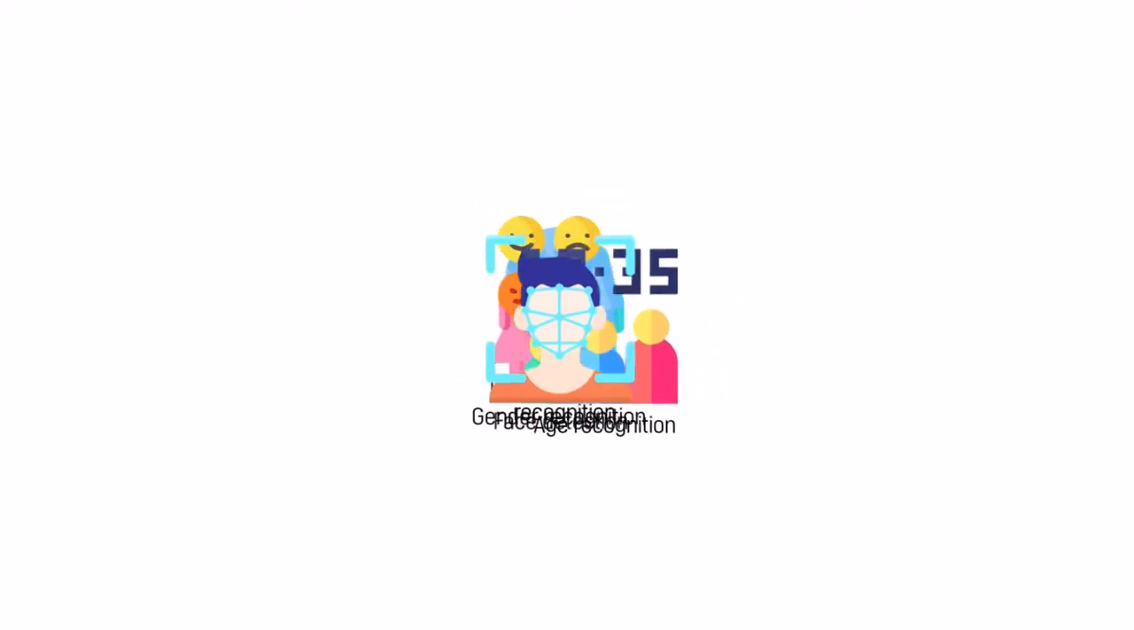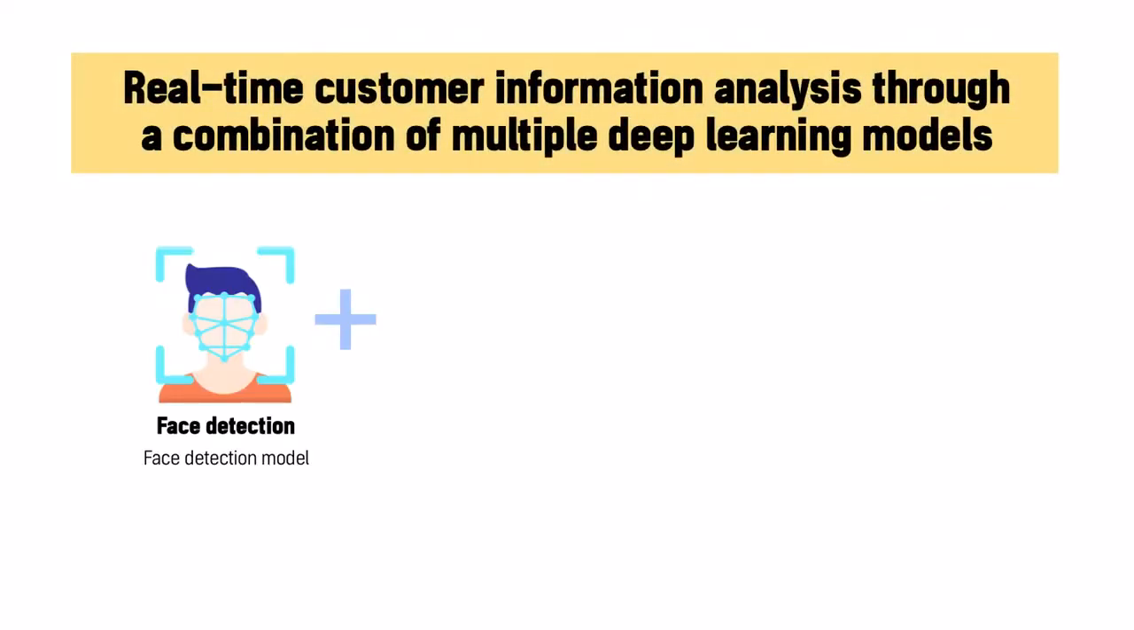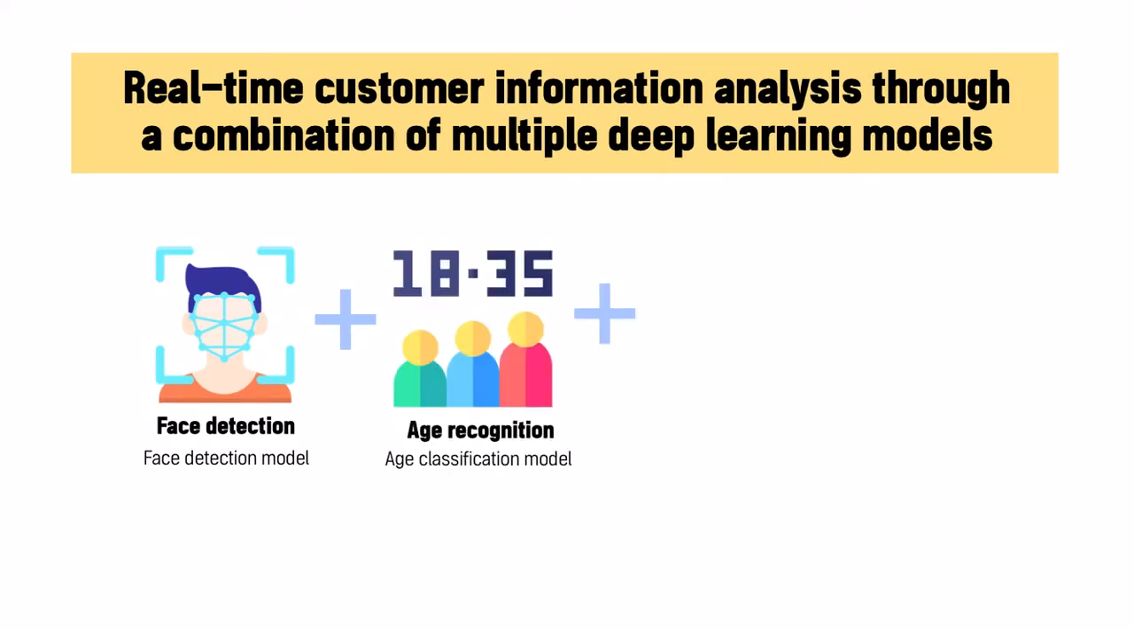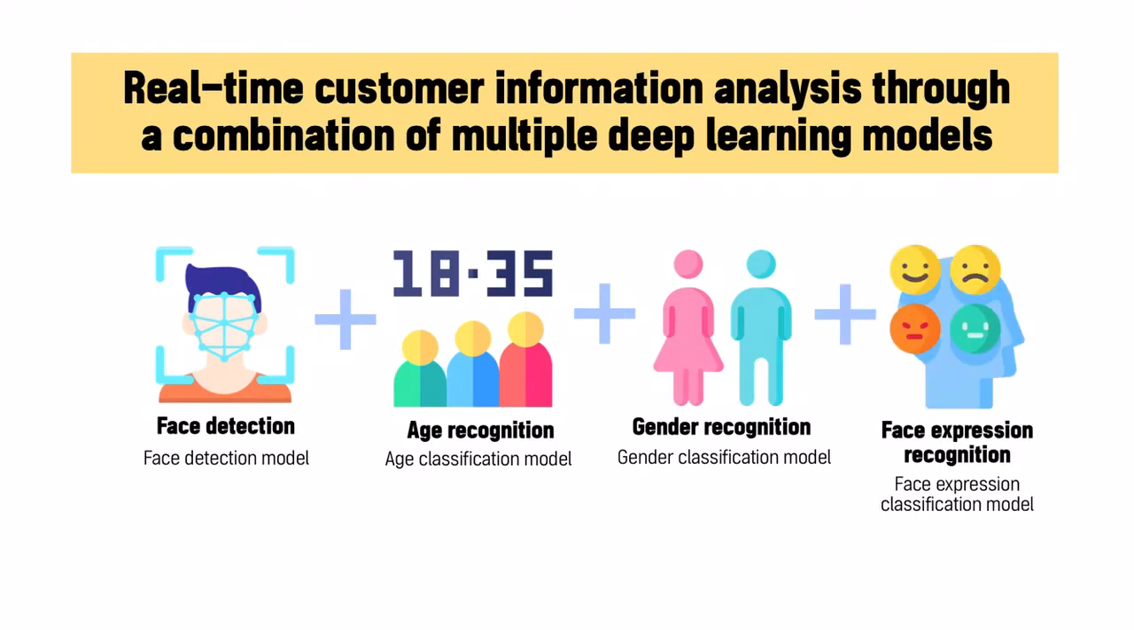For example, you might be able to recognize them in the following order. Firstly, a face detection model identifies the location of the person's face. Next, from the face image found in the previous step, the age of the person is identified with an age classification model. Then, using the same face image, the gender classification model classifies the person's gender. Finally, using the same face image, the facial expression classification model recognizes the person's facial expression.